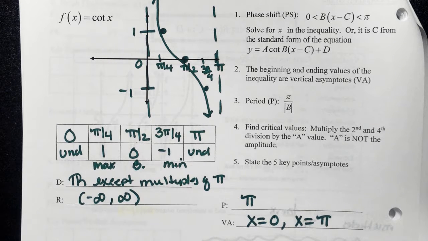So any questions? The biggest difference between the tangent and the cotangent, first of all, is where you're starting and ending. All right? And then the asymptotes are in different places. Okay? But you're always starting and ending with the asymptotes and the way you set up your inequality.